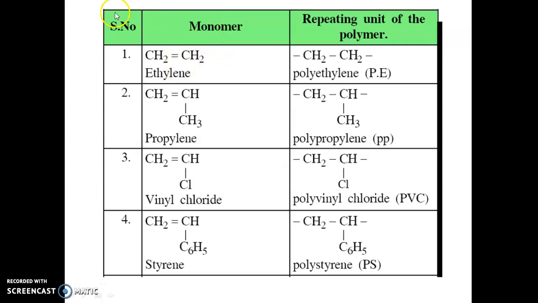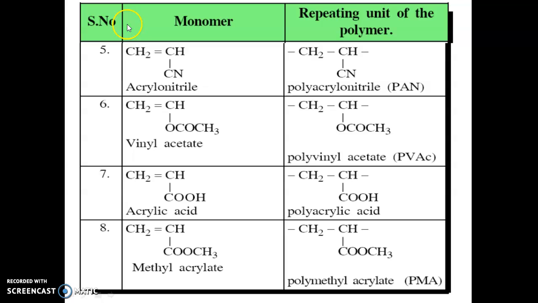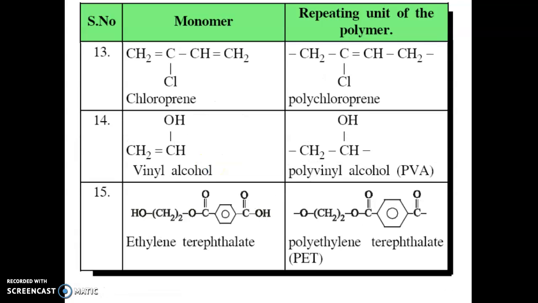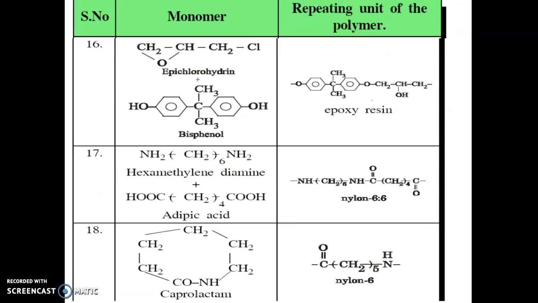Yes, for the preparation of polyethylene, we are taking a monomer as ethylene. For the preparation of polypropylene, the monomer is propylene. For the preparation of polyvinyl chloride, we are taking vinyl chloride. For the preparation of polystyrene polymer, we are taking styrene as a monomer. In the same way, for these polymers, we are taking these monomers. So this is about the condensation polymers.